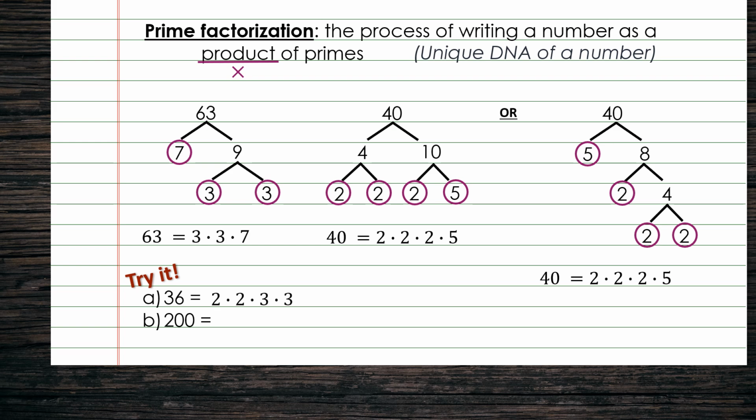Hopefully for 36, you arrived at the values of 2 times 2 times 3 times 3. And for 200, I hope you arrived at 2 times 2 times 2 times 5 times 5.